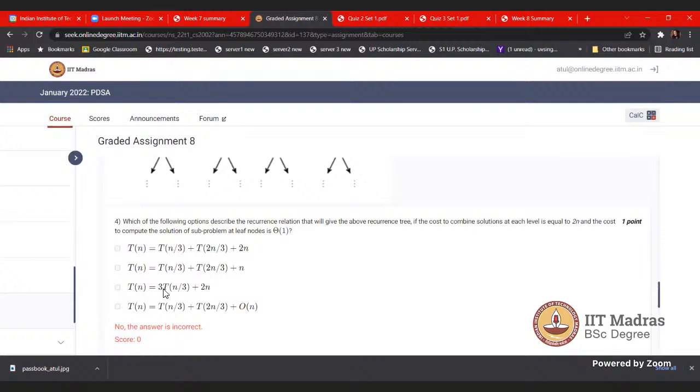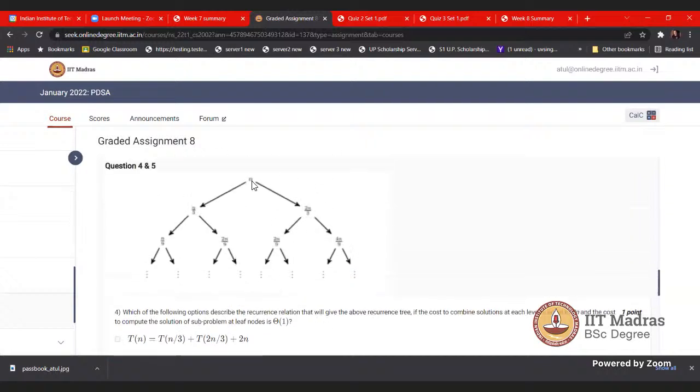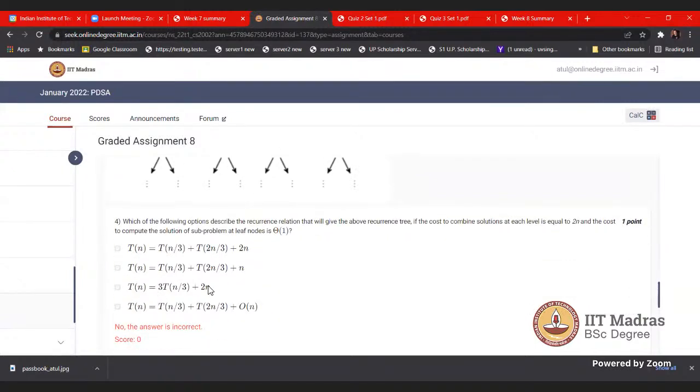Here we are just saying 3T(n/3). So this recurrence relation represents that every time we are dividing the problem into 3 subproblems, each of size n/3. So this is not the problem statement. You can clearly see that in the diagram. Here we are dividing the problem into 2 subproblems, and this recurrence relation represents dividing the problem into 3. The first 3 represents that we are dividing the problem into 3 parts at each level. So it cannot be the answer.